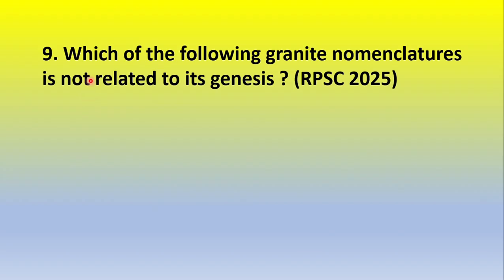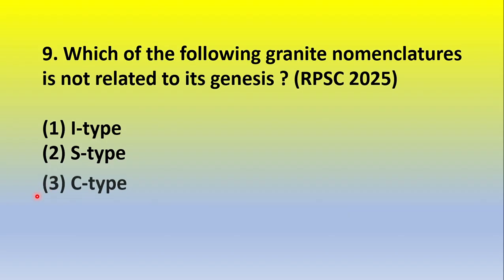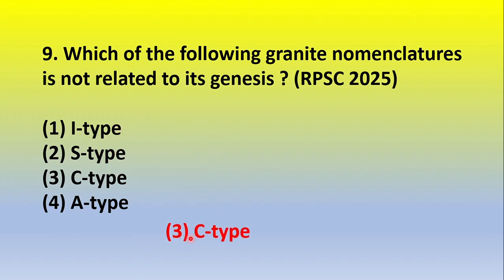Next question: which of the following granite nomenclatures is not related to the genesis? Option A, I type. Option 2, S type. Option 3, C type. Option 4, A type. So which one is not related to the genesis? The correct answer is the C type. We already know I type, S type, and A type granite. So C type granite is not related to the genesis of granitoids.